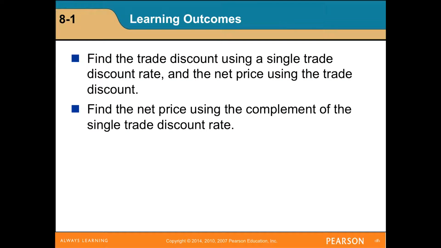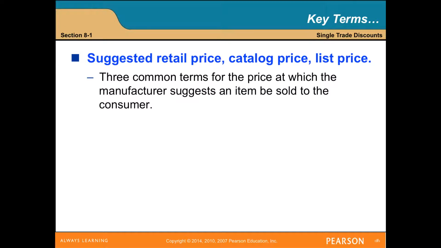Learning outcomes for the first part of the chapter are to find the trade discount using a single trade discount rate and the net price using the trade discount, and find the net price using the complement of the single trade discount rate. Some key terms: suggested retail price, catalog price, and list price.